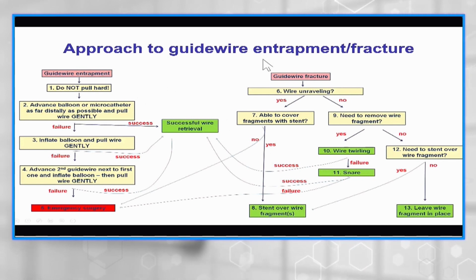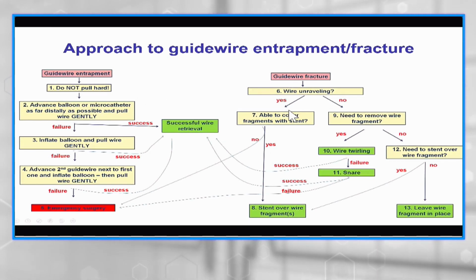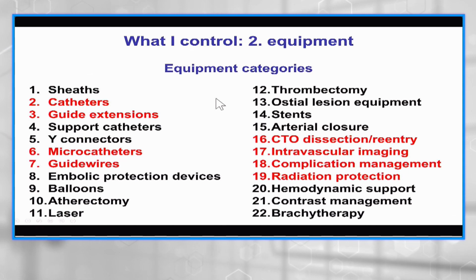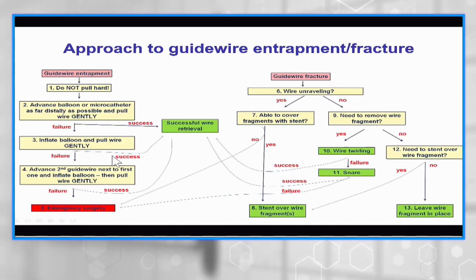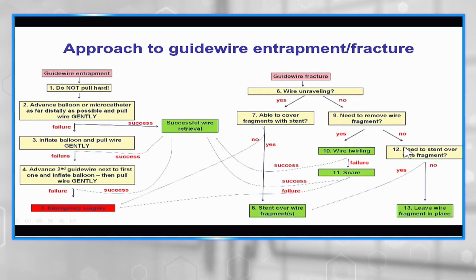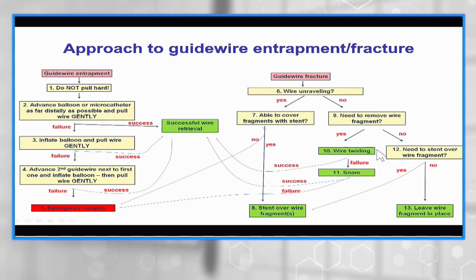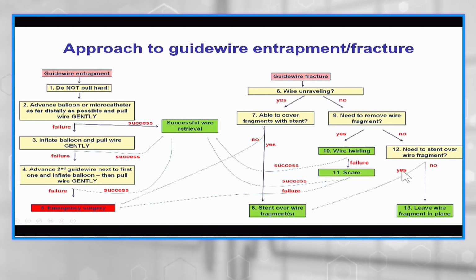Things that can be lost are not just stents, but guide wires can be lost. Once again, similar to stents, one can either leave it in place or try to take it out. Sometimes leaving it in place and putting a stent over it may be the safest and fastest way to deal with this complication.